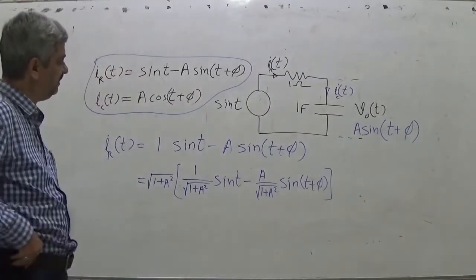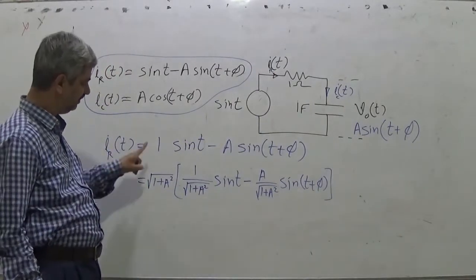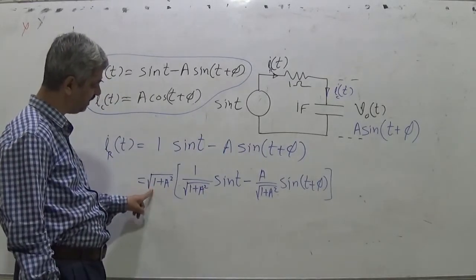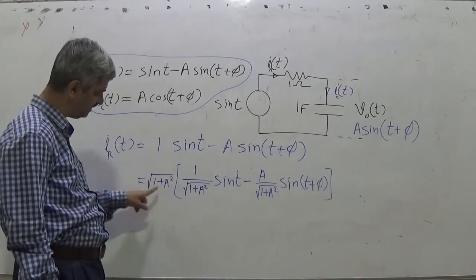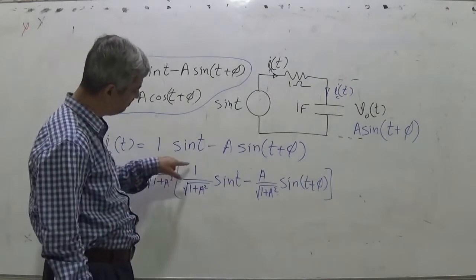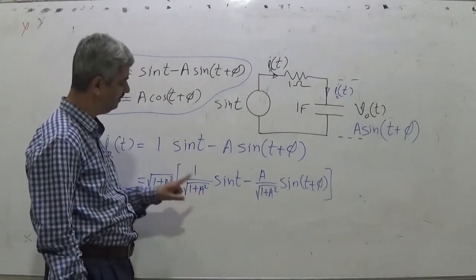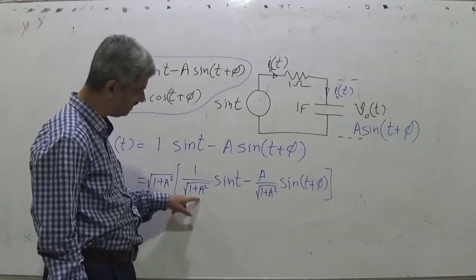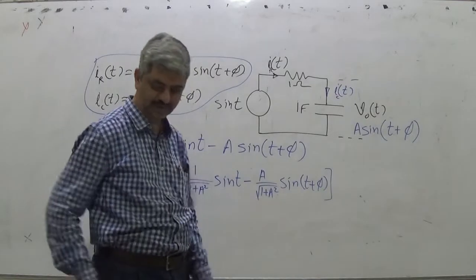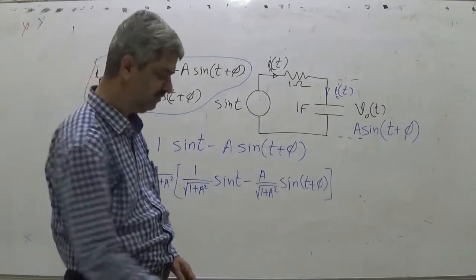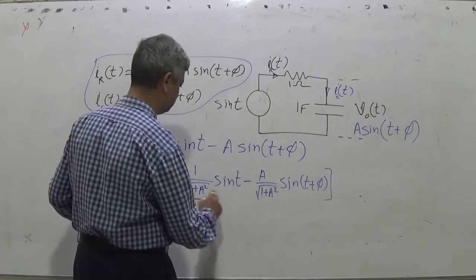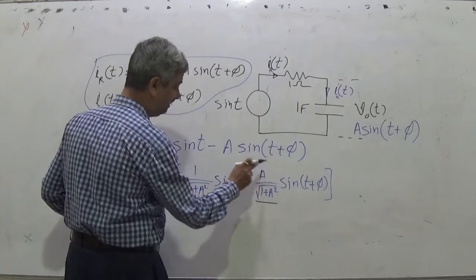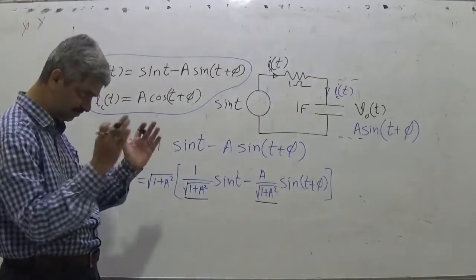So what I achieved here: 1 and A, under root 1 plus A square, I multiplied and divided. So I got two terms, 1 upon under root 1 plus A square, where 1 is a real number and A square is a real number, and A upon under root 1 plus A square. So I am sure now that both of these numbers, 1 upon this and A upon this, will be within the range of plus minus 1.